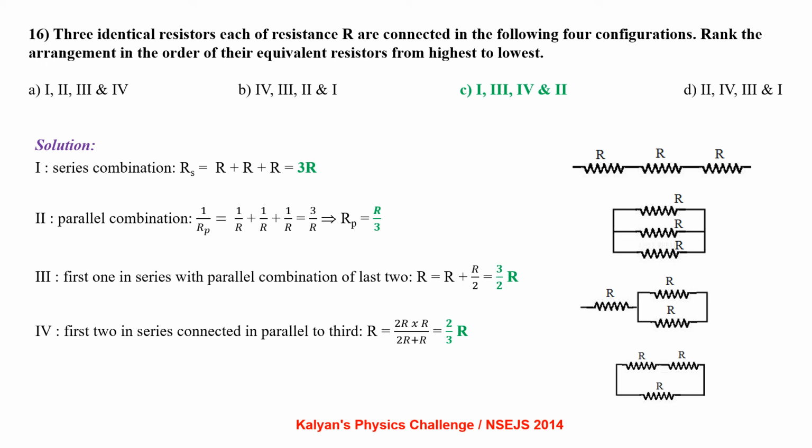In the fourth diagram, the first two resistors are in series, then the combination is connected in parallel to the third resistance. So the effective resistance comes out to be 2 by 3 R.